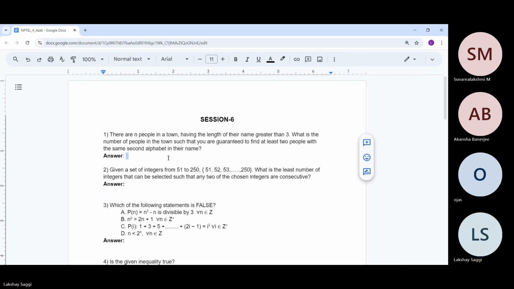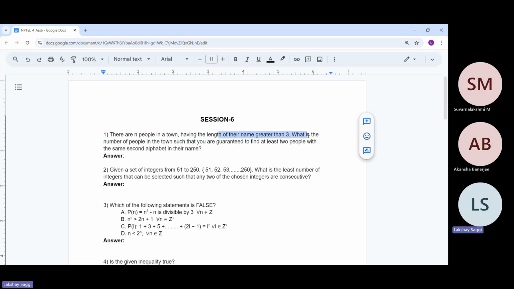The first question says that there are n people in a town having the length of their name greater than 3. So we are given n people in a town, all of whom have a name length greater than 3. Then we need to find the number of people such that we are guaranteed to find at least 2 people with the same second alphabet in their name. How many people, at minimum, should we pick so that at least 2 people have the same second alphabet in their name?